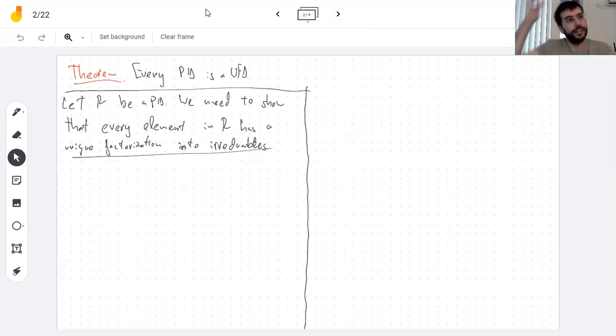And something I told you a couple weeks ago is that when you've got to prove existence and uniqueness, you should start with uniqueness. It just makes life easier. In this case, it won't matter. But since it's just a good idea to start with uniqueness in general, I'm going to start with uniqueness. So I have to suppose we have two factorizations and then show that they're equal.